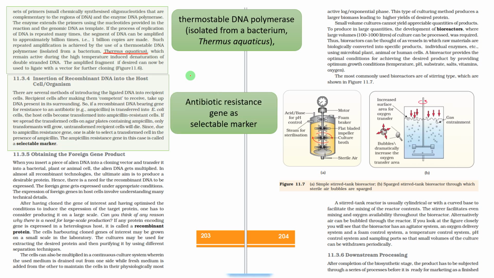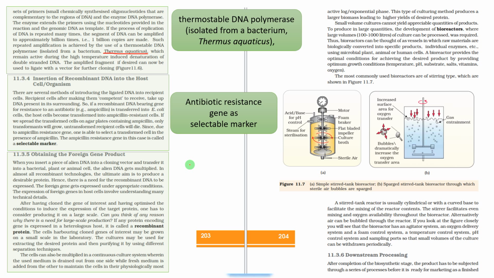Then insertion of this recombinant DNA into host organisms. We have already discussed making it competent by means of calcium ion treatment or biolistic method. We can introduce that gene. Then the next step is selection of these recombinant transformed colonies by means of the antibiotic resistance gene or by means of beta-galactosidase. We need to select those particular colonies. So we have already discussed that topic. Then finally, obtaining the foreign gene product.